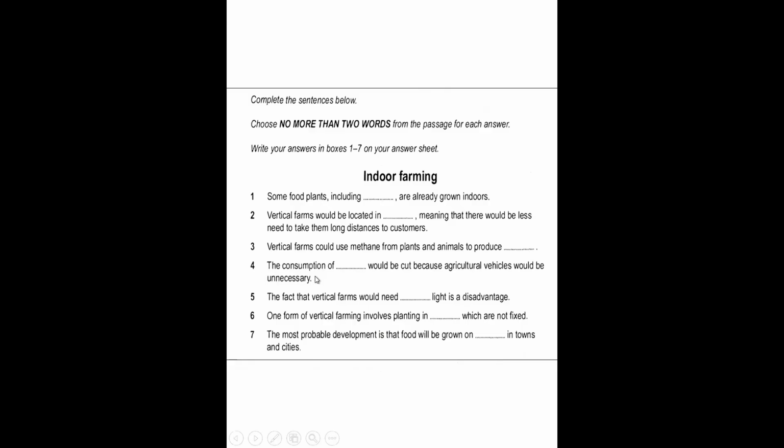Fourth one, the consumption of dash would be cut because agricultural vehicles would be unnecessary. From the next sentence, search for the word agricultural vehicles. That is the better keyword here. Correct? If the same word agricultural vehicles is not there, look for something similar like machineries, tractors, and all that. Let's go.